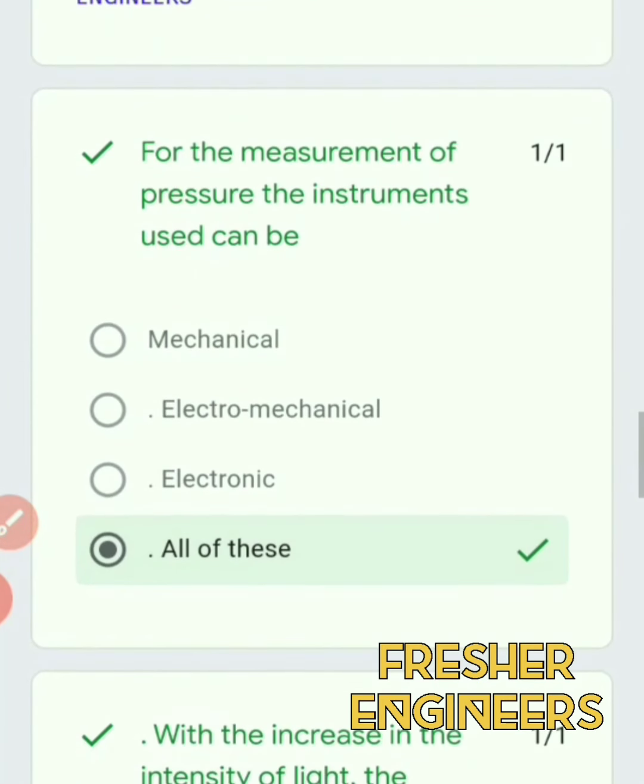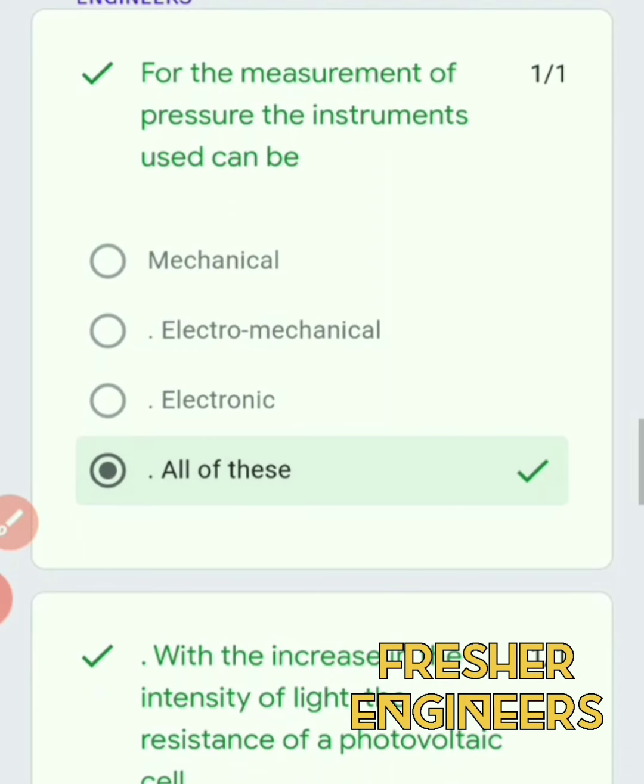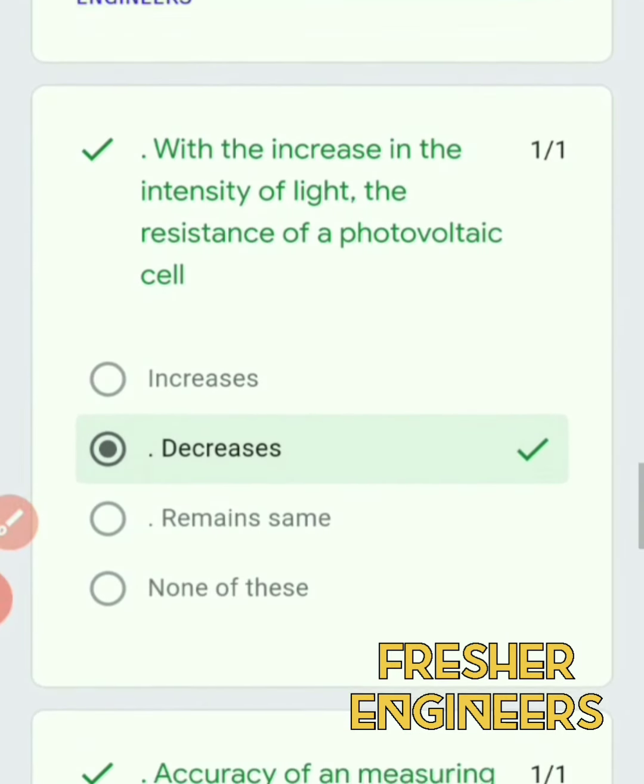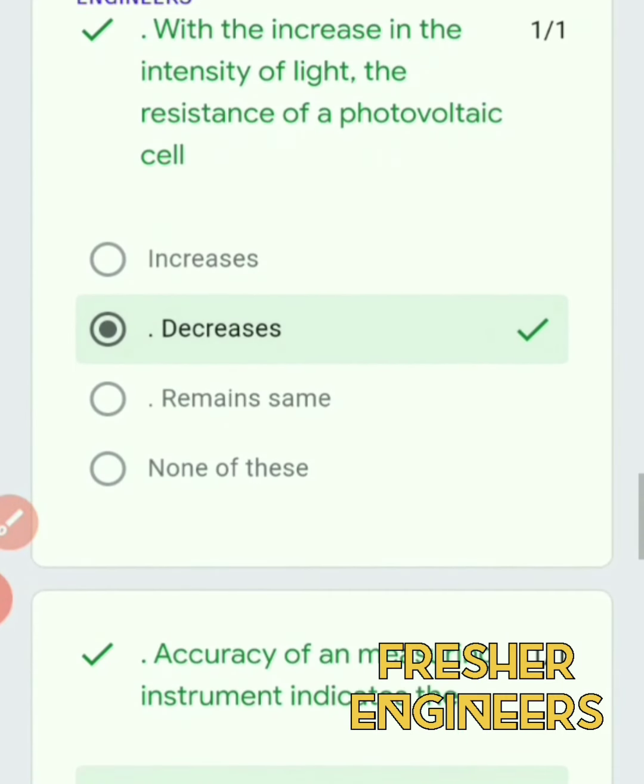For the measurement of pressure, the instrument used can be mechanical, electromechanical, and electronic. All of this is correct option. With the increase in the intensity of light, the resistance of a photovoltaic cell decreases. Hence, the correct answer is B.